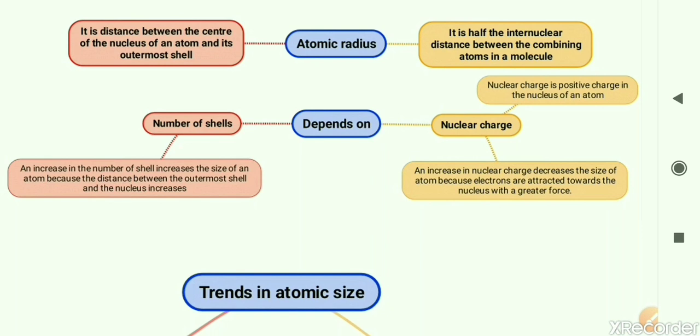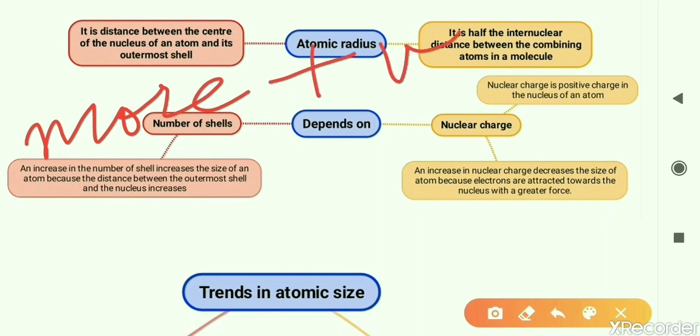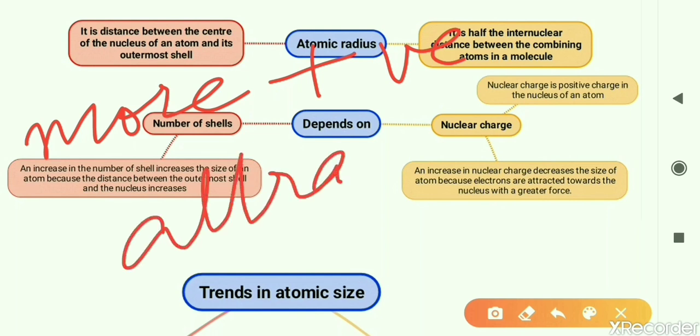Now how does it affect the atomic radius? Here it is mentioned, an increase in the nuclear charge decreases the size of atom because electrons are attracted by the nucleus with greater force. What they are trying to say here is, if there is more positive charge in the center of the atom, then that nucleus will be able to attract more negative charge. Opposite charges attract. That is a common law. You already know that. So if more positive charge will be there, then easily that more positive charge will attract more amount of negative charge.